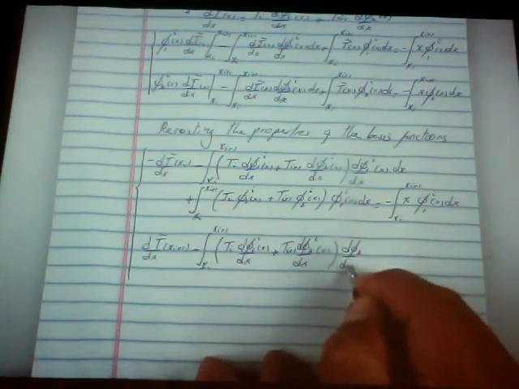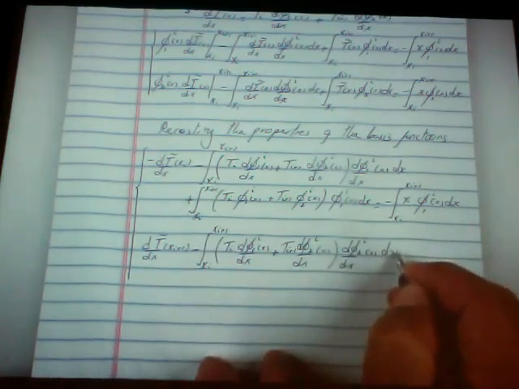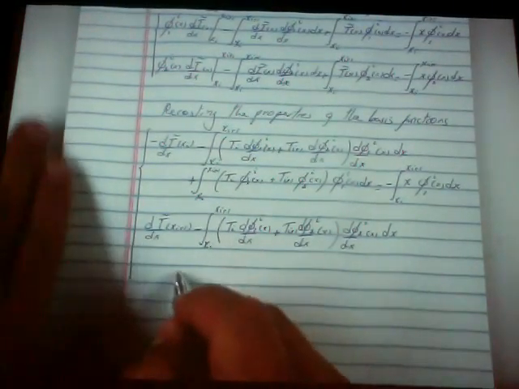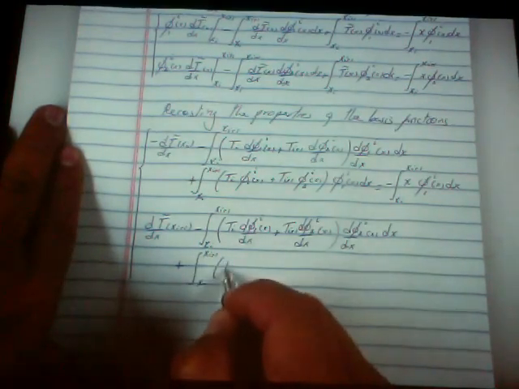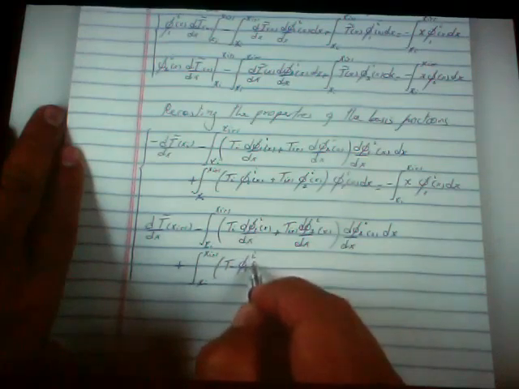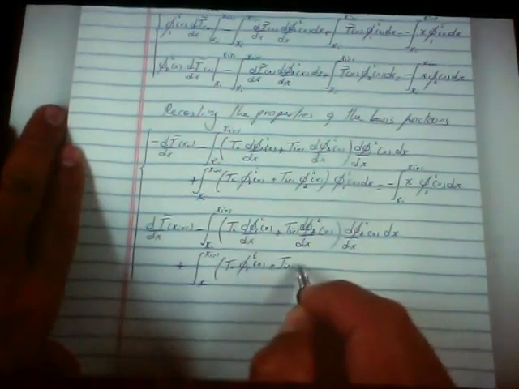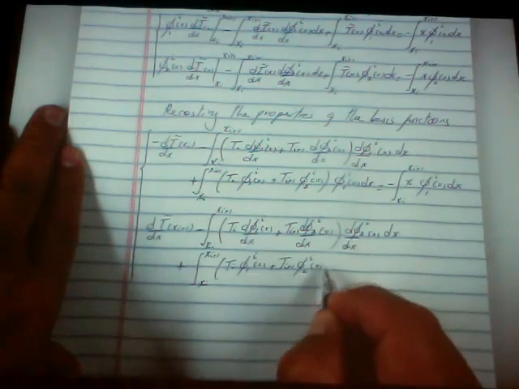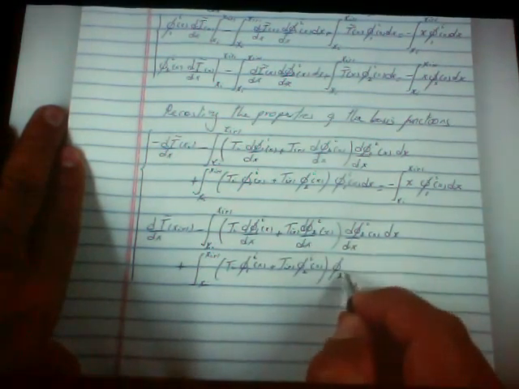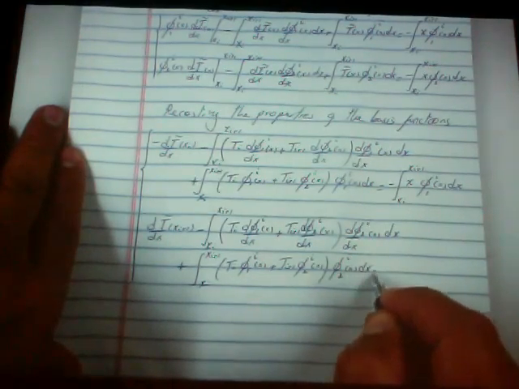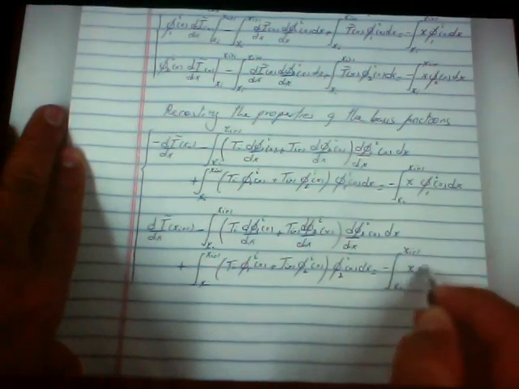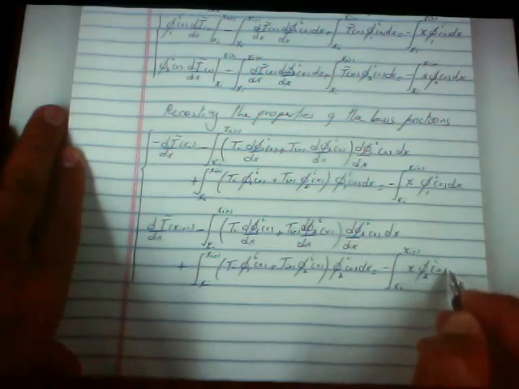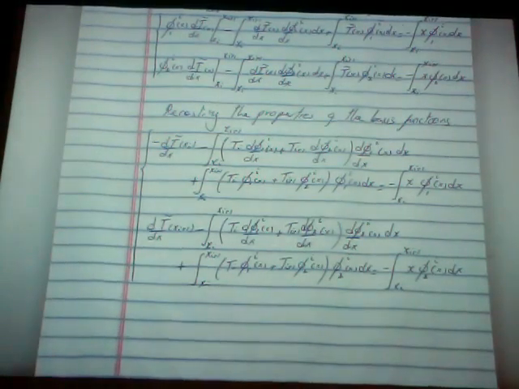And this will be v2 dx plus the integral from xi to xi plus 1 of Ti v1 plus Ti plus 1 v2, times v2, is equal to minus v2. Okay, so we have two equations, one for each of the weight functions, each of the trial functions.